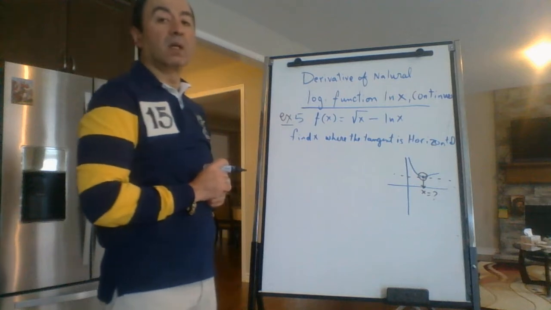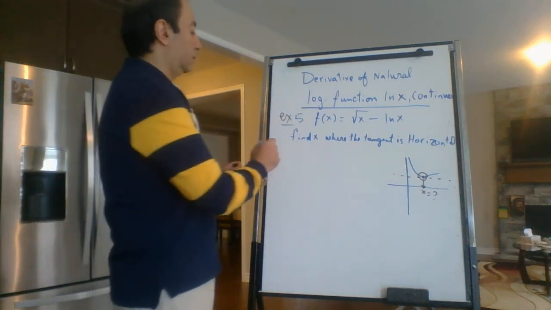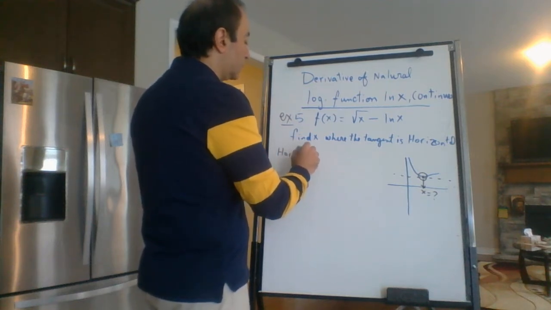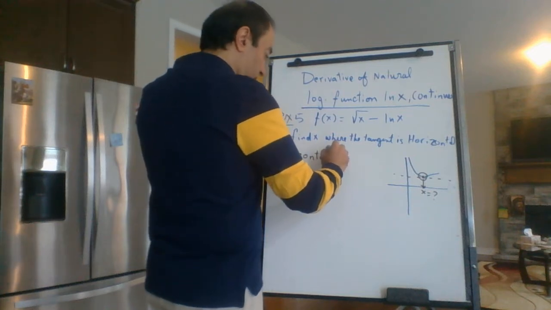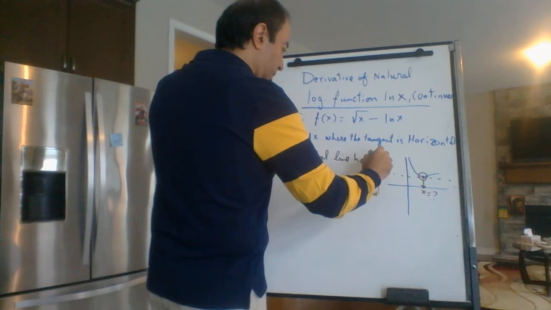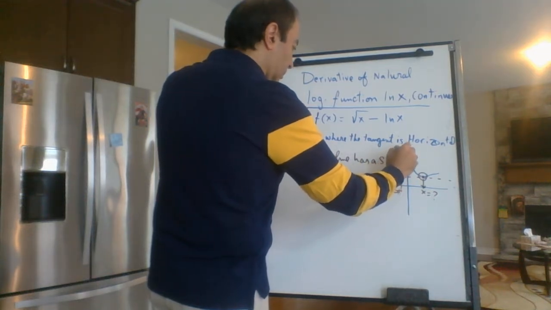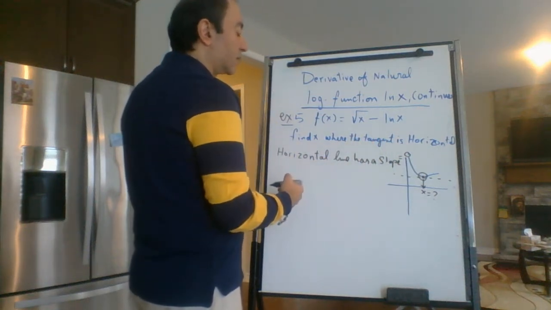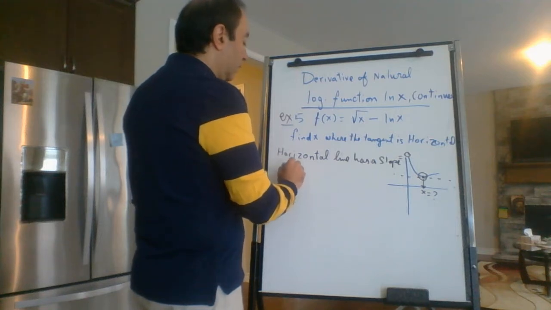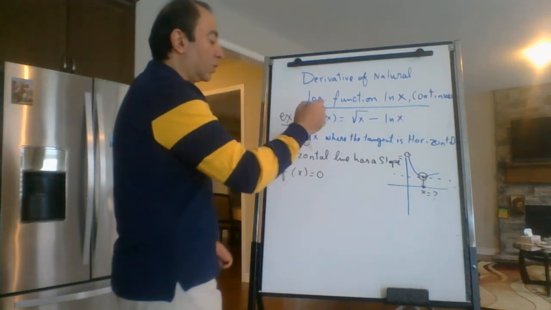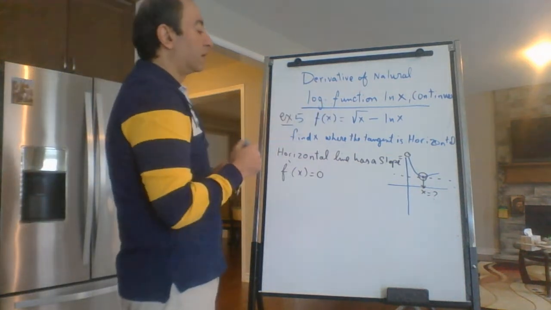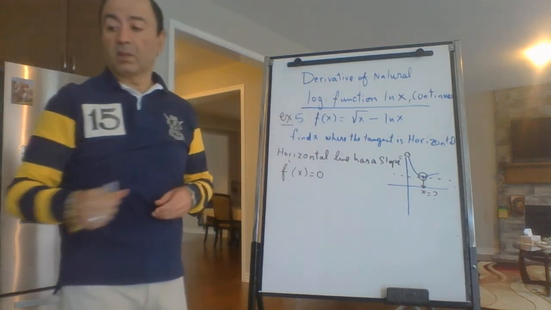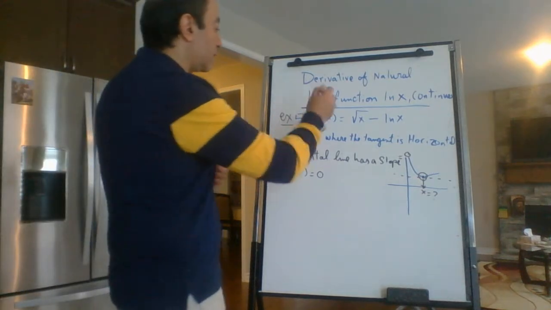We know that a horizontal line has a slope equal to 0, and this is a tangent line. The slope of the tangent is 0, which means f prime of x at that point will equal 0. So all we have to do is find the derivative, make it equal 0, and solve for x.